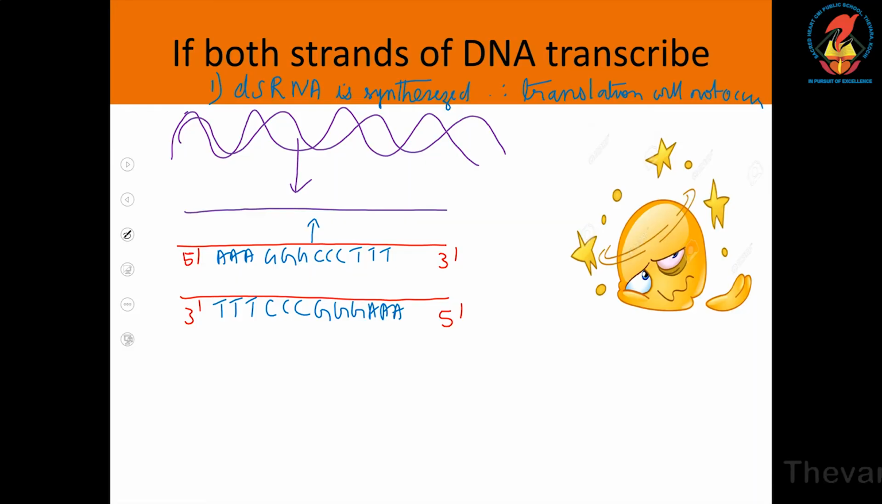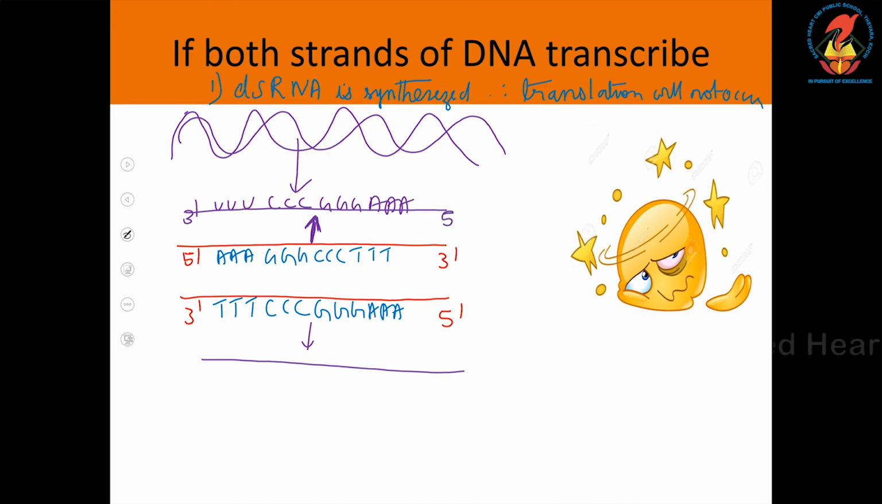Here also we can see an mRNA synthesized, here also an mRNA synthesized. We know the bases of these are UUU, CCC, GGG, AAA. So this is the base sequence complementary to the strand running in the 5 prime 3 prime direction. So this mRNA strand formed is running in the 3 prime 5 prime direction. Now, the mRNA strand produced by the second strand, which is running in the 3 prime 5 prime direction. Ready?